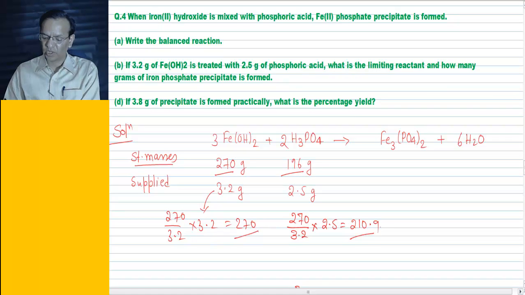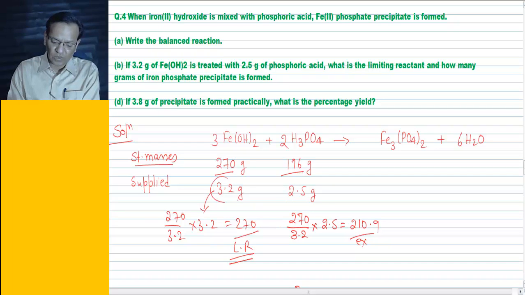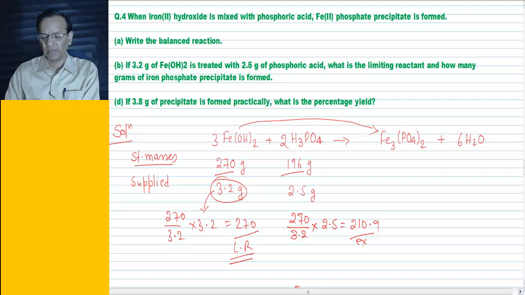For 270 the availability is 210, which is greater than 196. So this is in excess and this is the limiting reactant. So now we know that ferrous hydroxide is the limiting reactant. Next we'll have to relate the product with the limiting reactant.